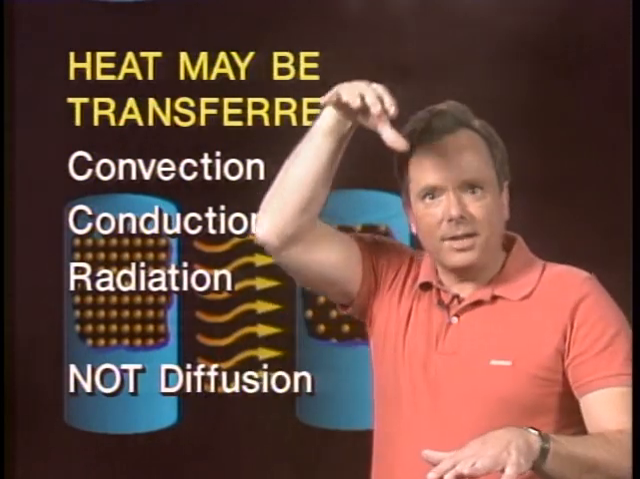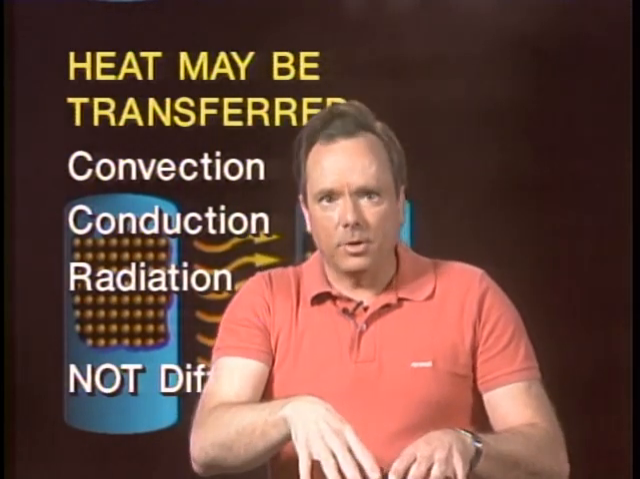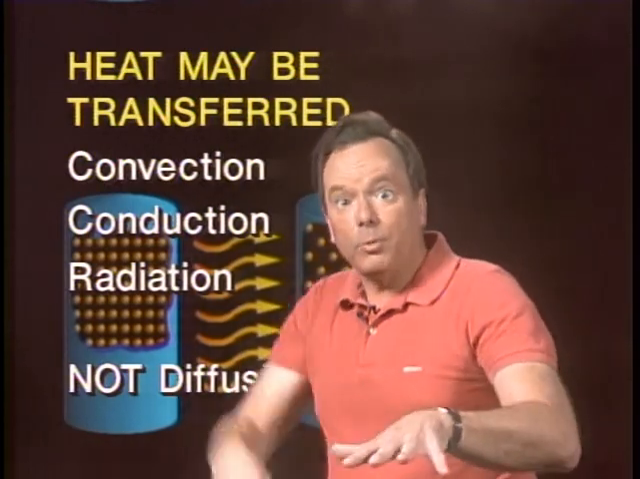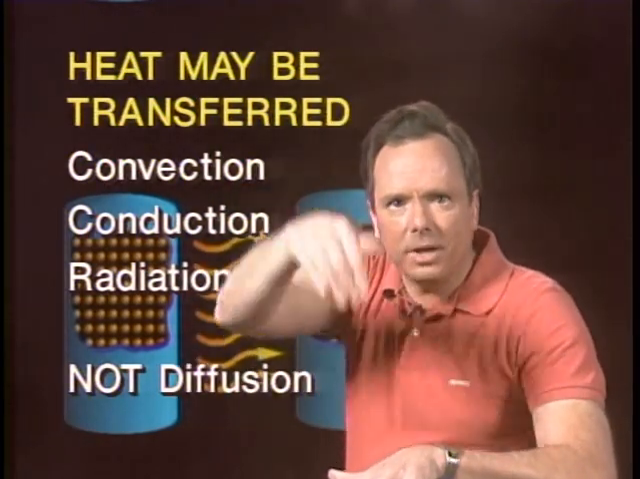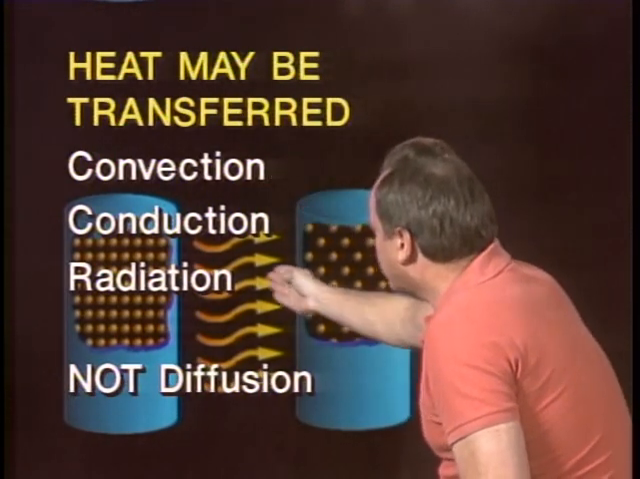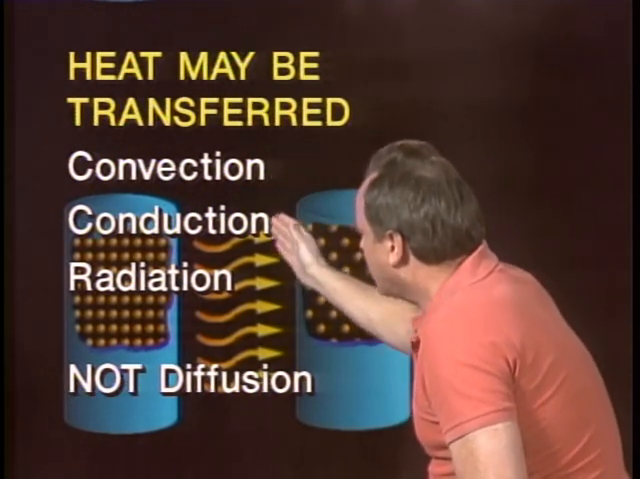The sun shines down, heats up the ground. That's called radiant heat as the ground heats up. And radiation can heat up the ground without heating the air that it went through. That's one of the properties of radiation. And that is three ways that heat may be transferred: by convection, conduction, and radiation.